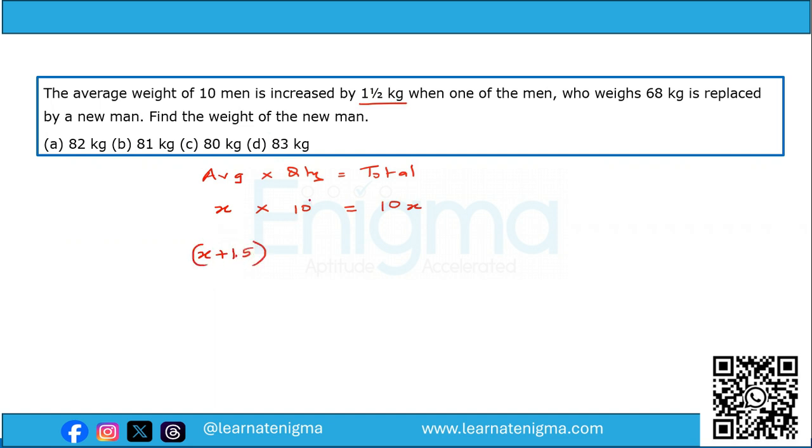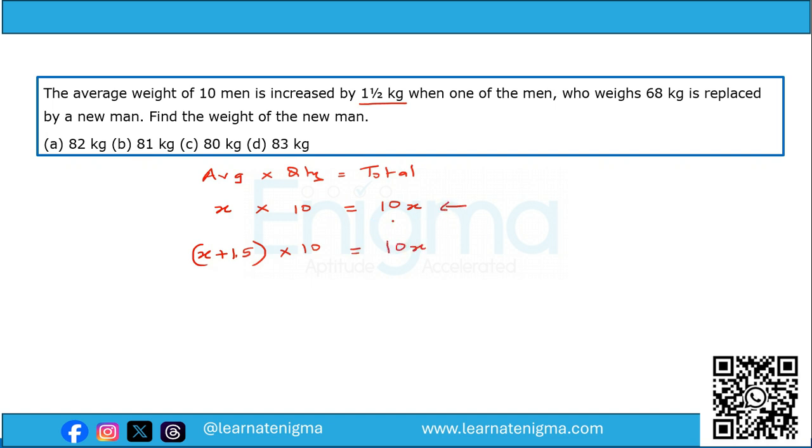Now, the number of men remains the same, that is 10, because one man is replaced by another. So one man goes and one man comes in. So quantity remains 10 itself. Now the total weight was originally 10x.